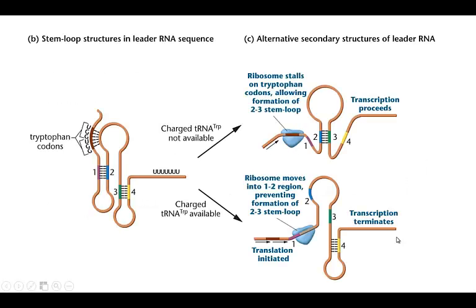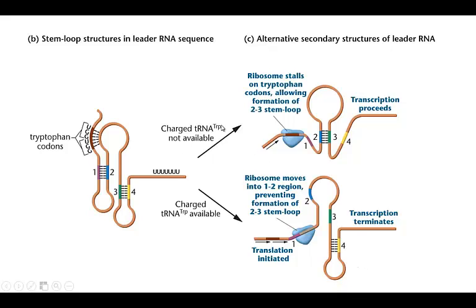So let's take a look at this. Here's this initial stem loop structure that can be formed. You can see the tryptophan codons here, regions 1, 2, 3, and 4. If this charged tRNA is available, the ribosome is going to move. You can start this translation, but it will terminate. The 2-3 stem loop is prevented from being formed, but you will not be able to form any of these downstream regions.